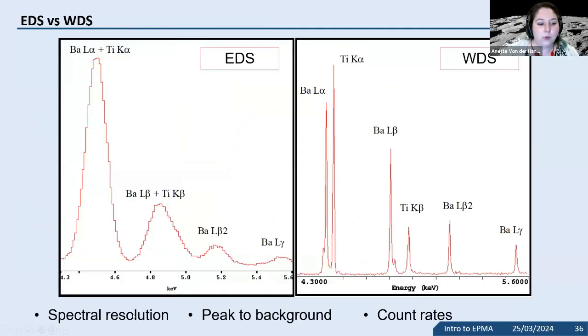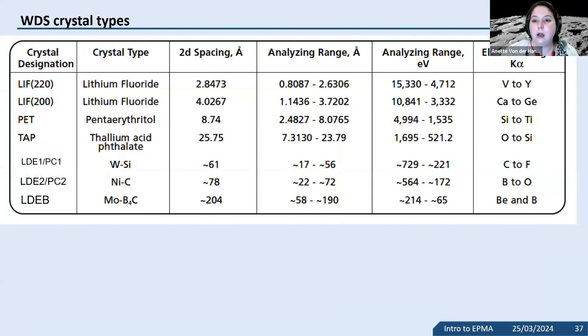However, it is all worth it, because usually when we compare an EDS spectrum with a WDS spectrum on the same material, we find much better spectral resolution, much better peak to background ratios, and much better count rates on the WDS. So while EDS gives us a very quick idea, the WDS gives us oftentimes very precise and accurate data.